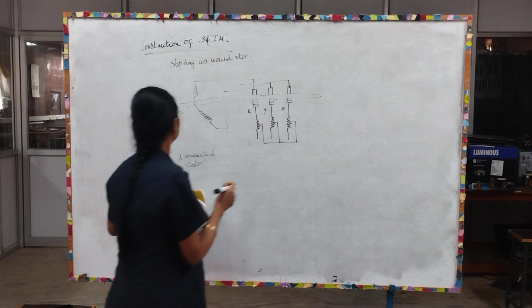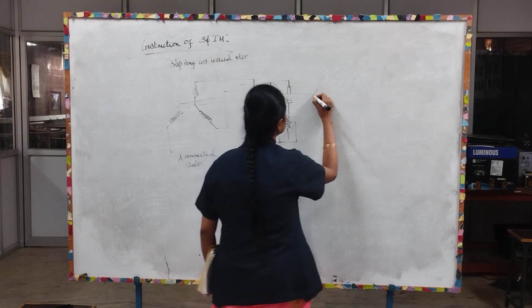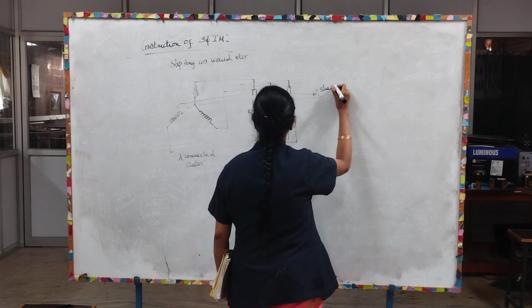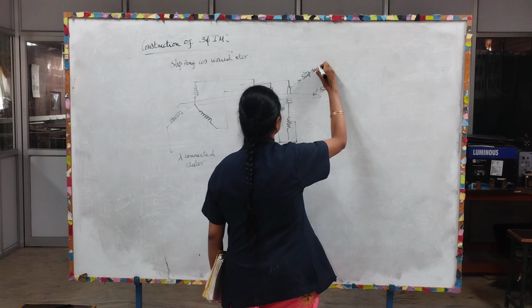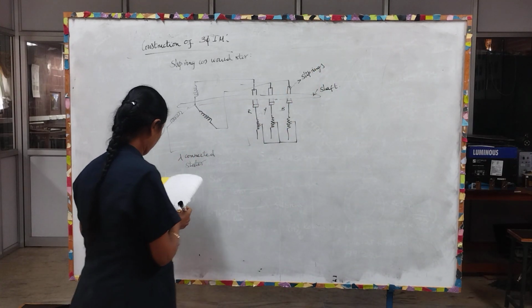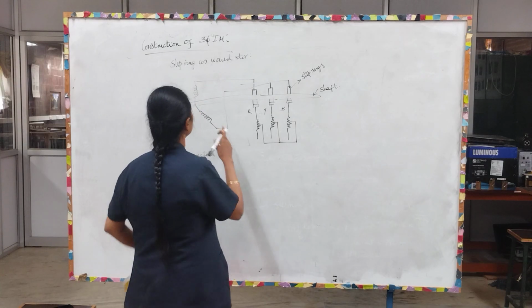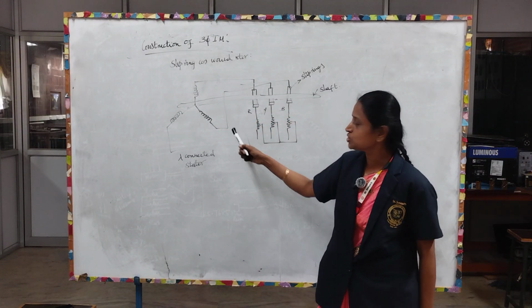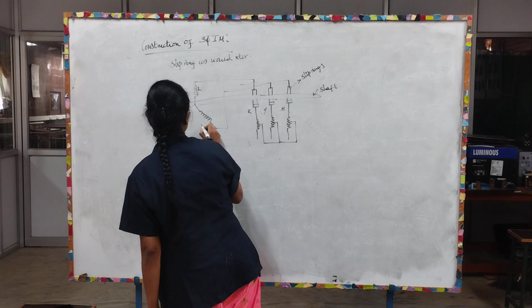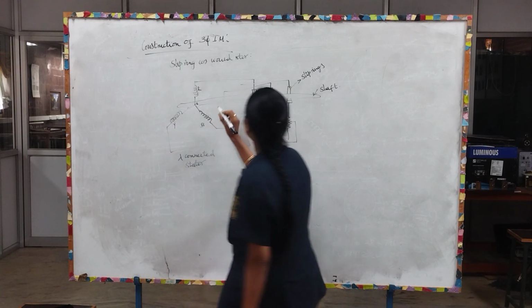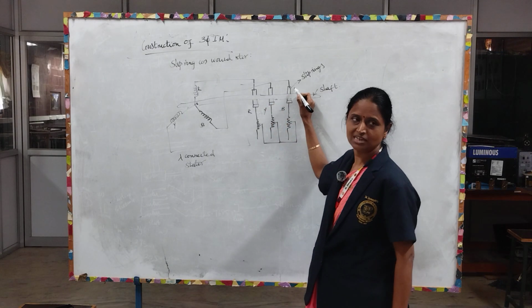So here we have a star connected stator, and this is the shaft, and here are the slip rings. In the case of slip ring or wound rotor motor, we have a star connected stator with three phases R, Y, B and neutral, and the shaft is coupled with slip rings. These are all slip rings.